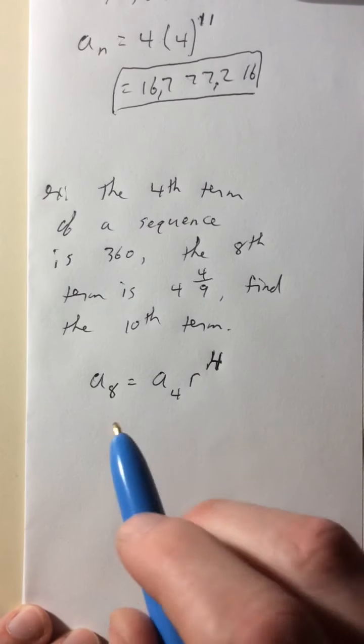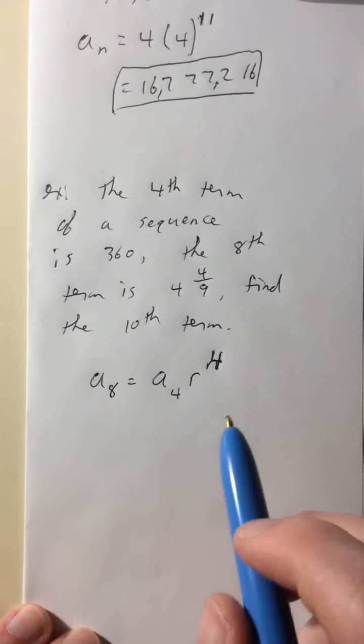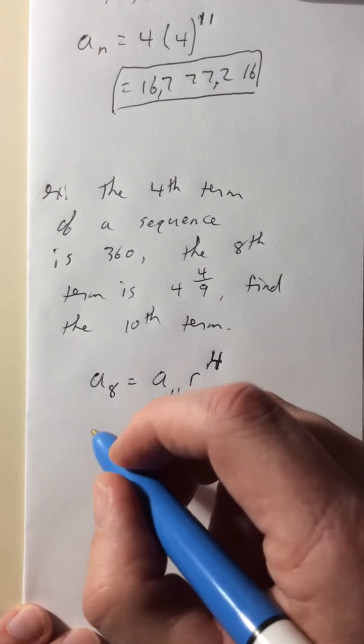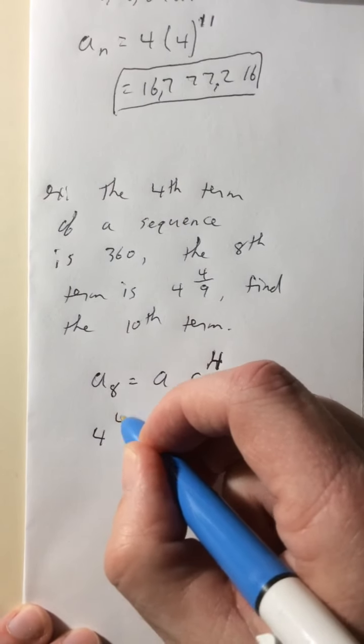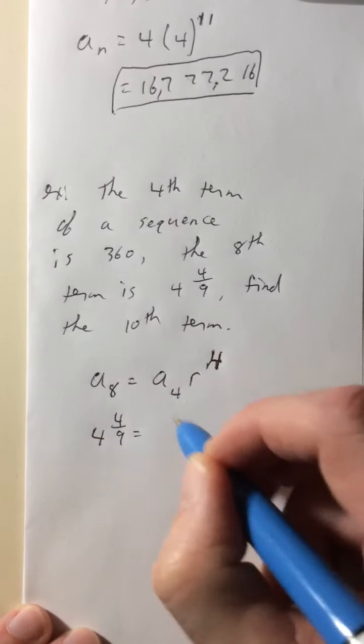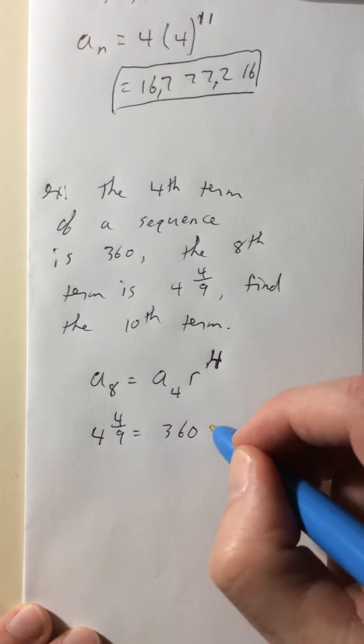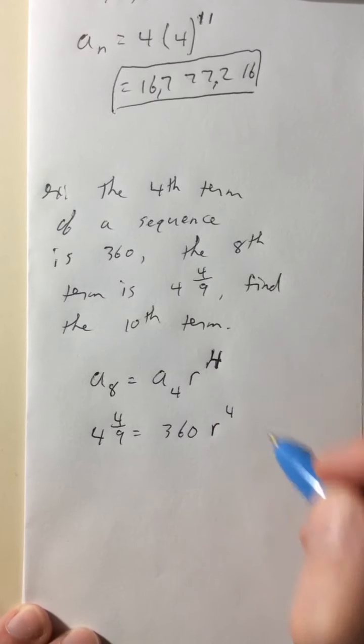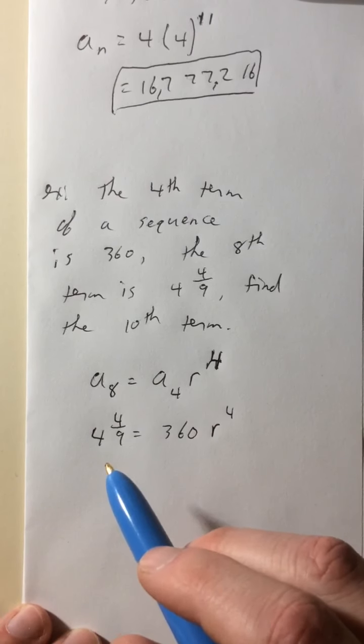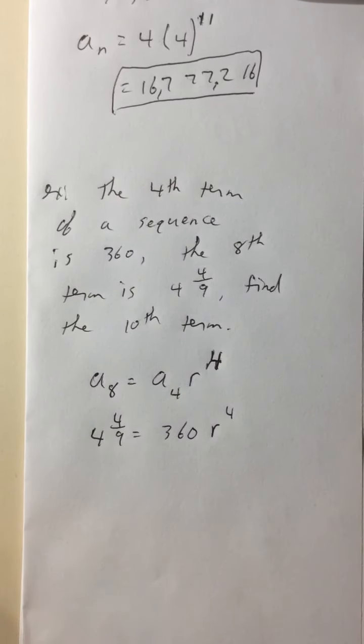All right, so we just need to plug in the numbers and so we can get our common ratio. So we got the eighth term, which is 4 and 4 ninths, and we have the fourth term, which is 360, and we have r to the fourth. So we're just going to divide and then take the fourth root, and we will have the number that we're looking for. So we're going to do 4 and 4 ninths, which by the way is 4.4 repeating.